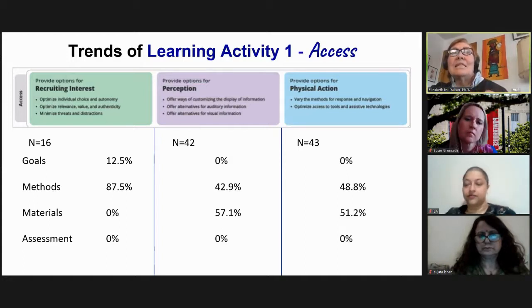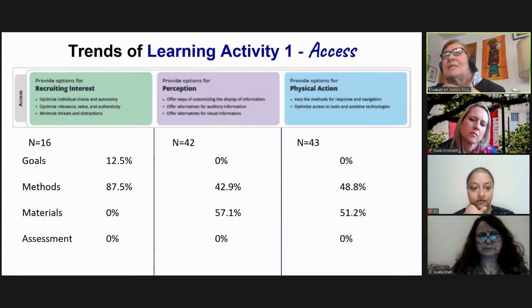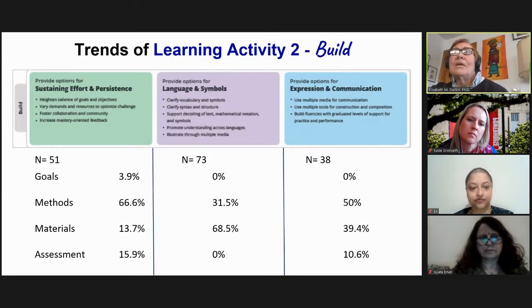And you can see that at this level, at the access level, really the area of assessment and variations in assessment isn't having a great impact. We're really looking more towards the methods and materials. At the build level, though, we start to see some change.